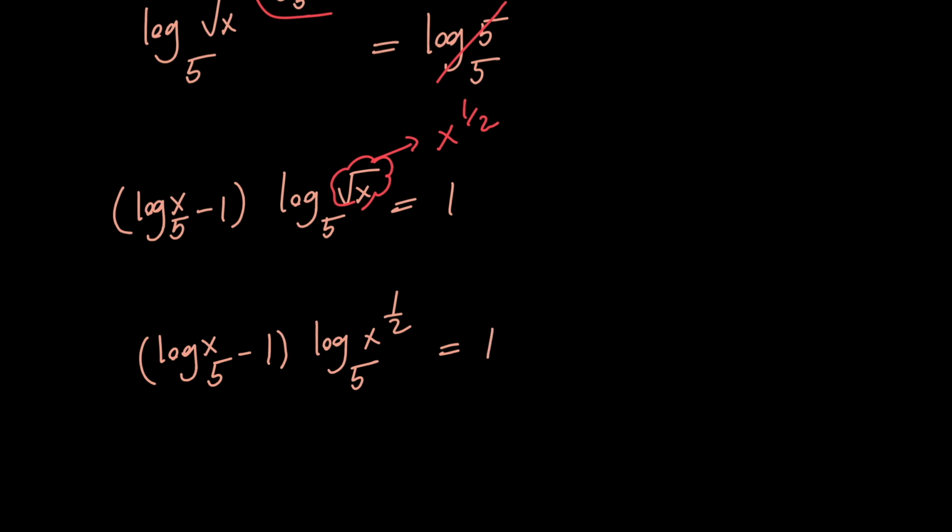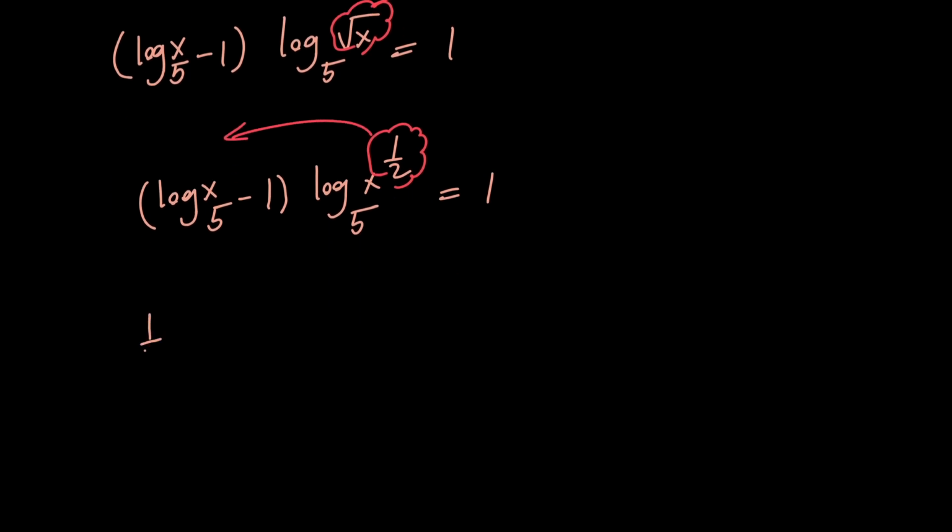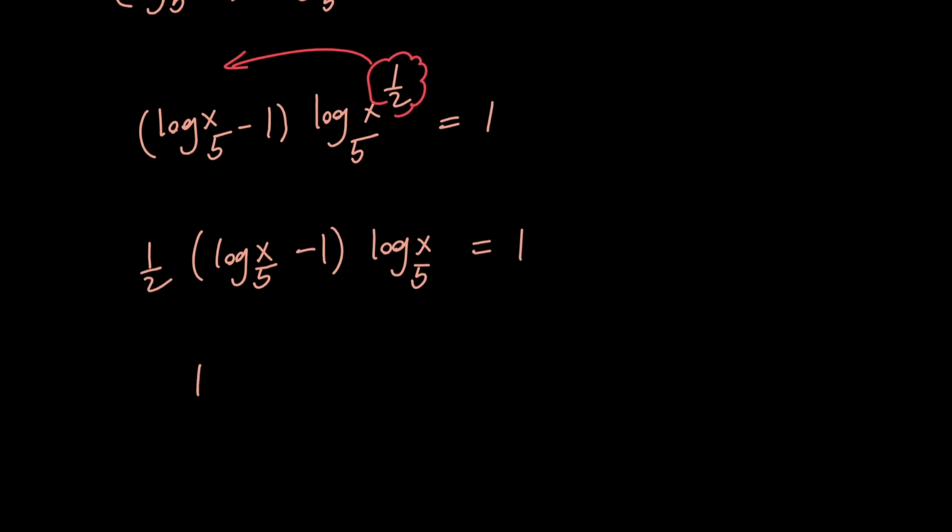Again, we can use the power rule and take this and bring it in front. So if we do that, we're going to have 1 over 2 times log x with base 5 minus 1 times log x with base 5 equals 1. Next, let's go ahead and multiply everything by 2 to simplify this. So we're going to have log x with base 5 minus 1 times log x with base 5 equals 2.